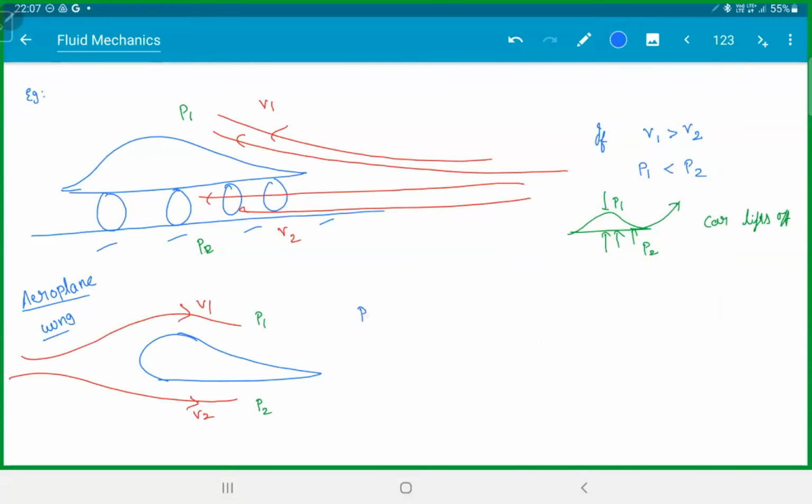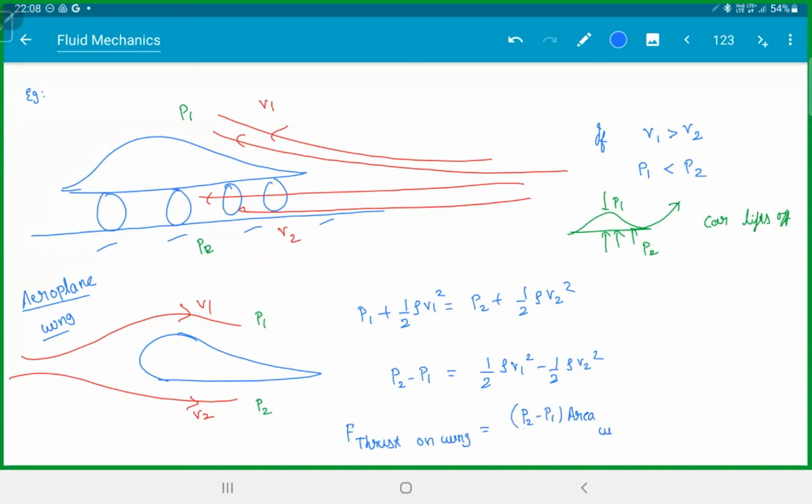So using the Bernoulli equation, P1 plus half rho V1 square equals P2 plus half rho V2 square. The difference in pressure, P2 minus P1, will be half rho V1 square minus half rho V2 square. So the force on the wing, the thrust force on the wing, will be the pressure difference into the area of the wing. So this is half rho, the density of the air, into V1 square minus V2 square, into area.